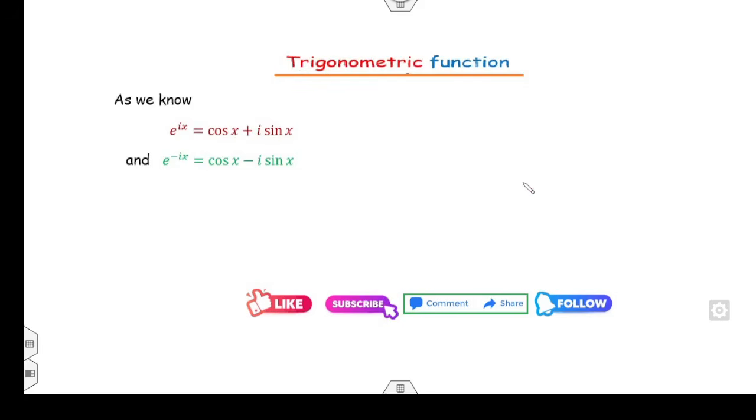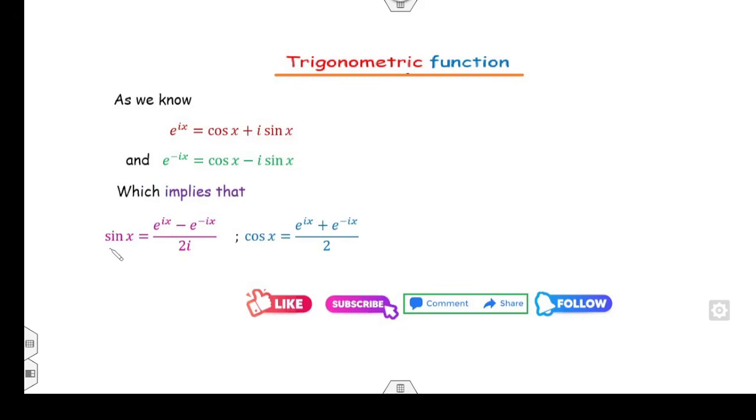First of all, we all know that whenever x is a real number, we can define the exponential e raised to the power iota x as cos x plus iota sin x. If you add these two expressions, or subtract them, you can get the values of sin x and cos x.